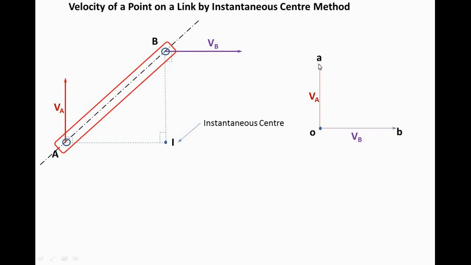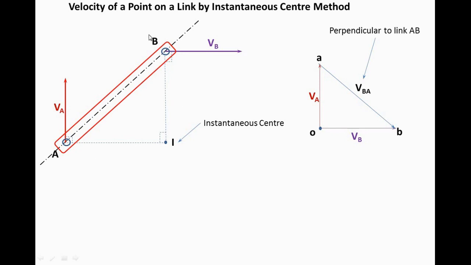If we join point A and point B, here we can see that the vector AB is actually representing the velocity of link AB, and we can observe that the vector AB is perpendicular to link AB. Here you can see that the link AB is having geometry like this, and vector AB is exactly perpendicular to link AB. So this triangle represents the velocity vector diagram by the relative velocity method.